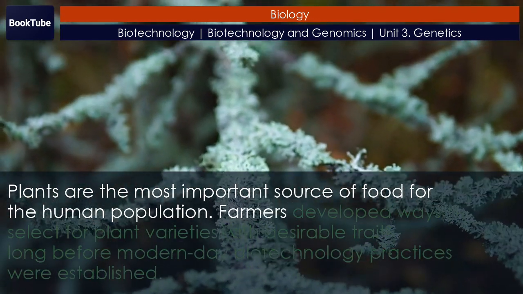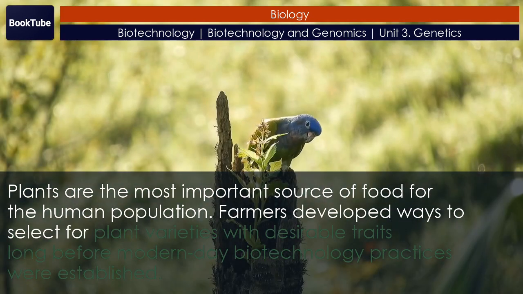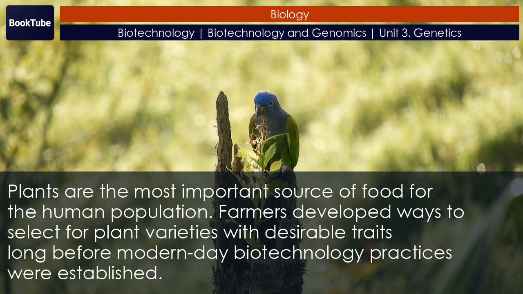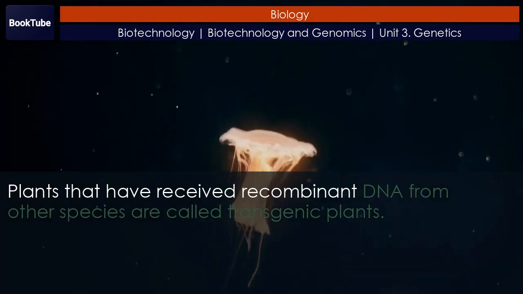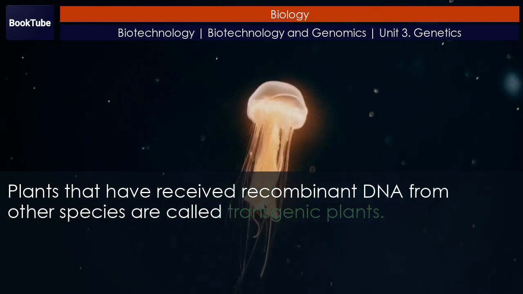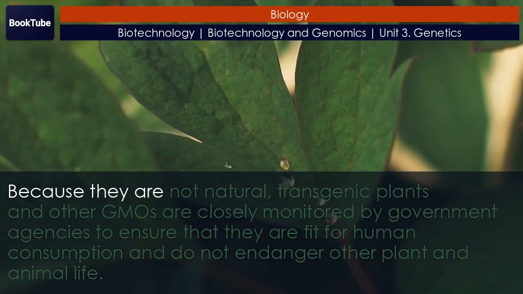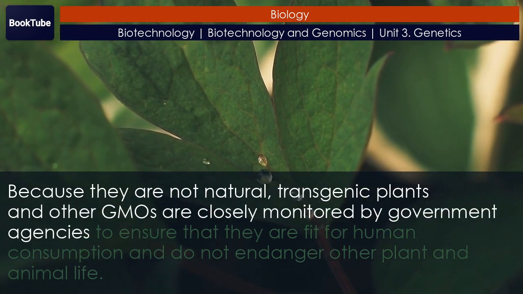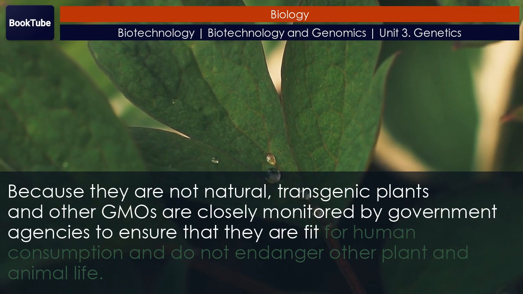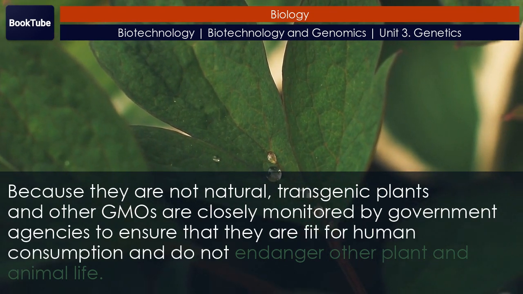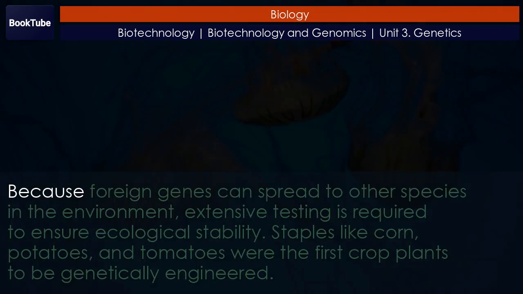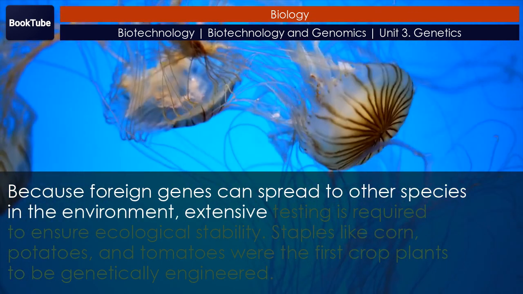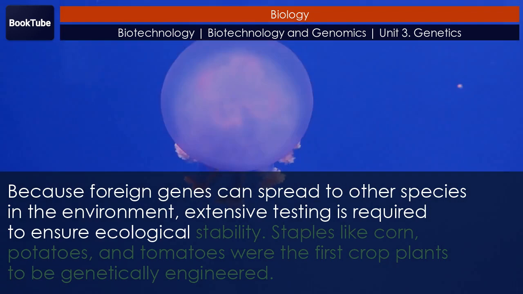Farmers developed ways to select for plant varieties with desirable traits long before modern day biotechnology practices were established. Plants that have received recombinant DNA from other species are called transgenic plants. Because they are not natural, transgenic plants and other GMOs are closely monitored by government agencies to ensure that they are fit for human consumption and do not endanger other plant and animal life. Because foreign genes can spread to other species in the environment, extensive testing is required to ensure ecological stability.